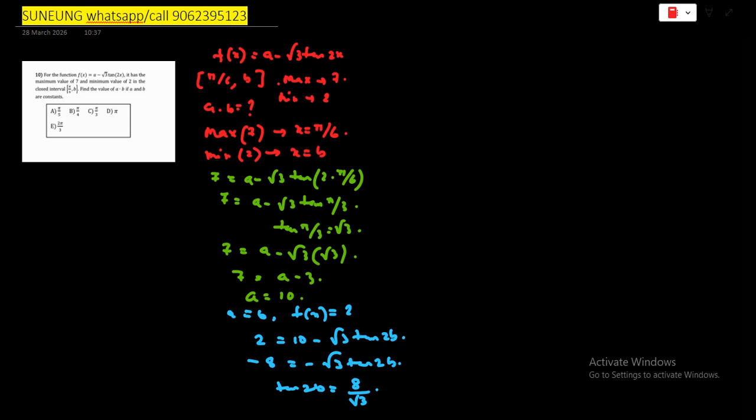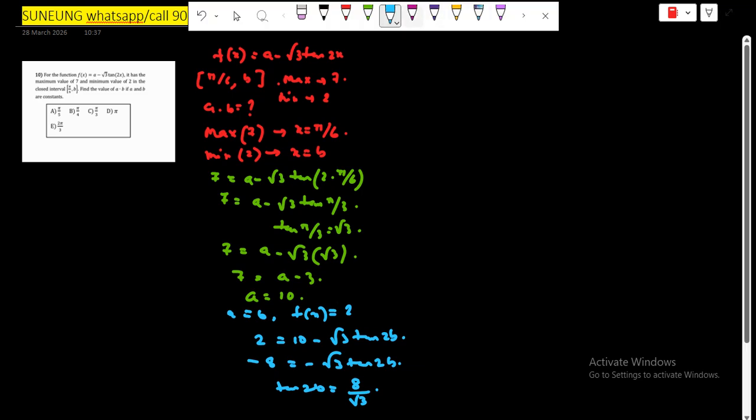Okay. But wait a minute. If we look at the options A through E, they are all clean multiples of pi, and 8 by root 3 is not a standard value on the unit circle. So it's now the correction moment. In some variations of this Suneung problem, students often misread the coefficients. So let's re-verify the max and the minimum values. If max is 7 and minimum is 2, the difference is 5.